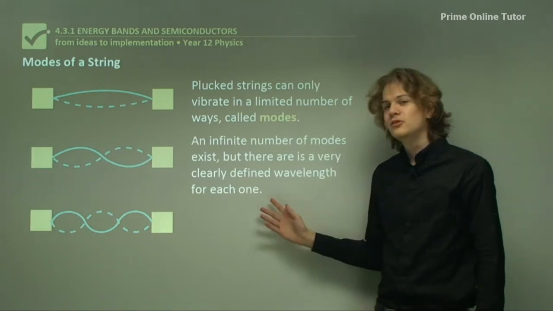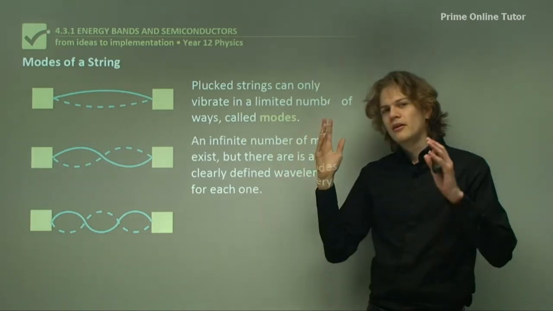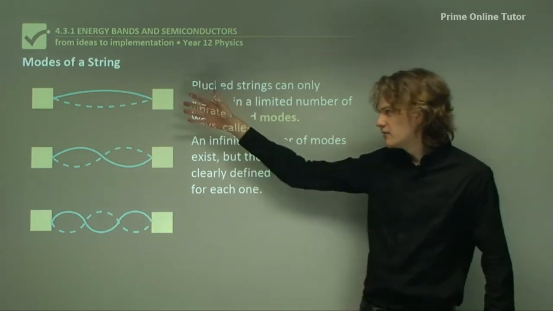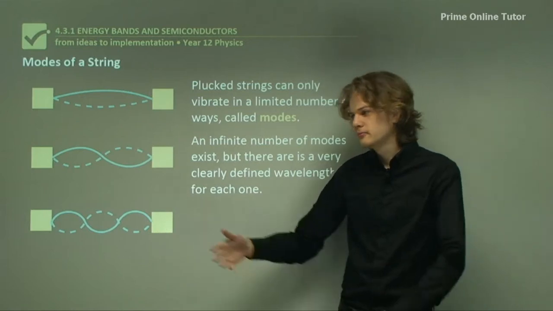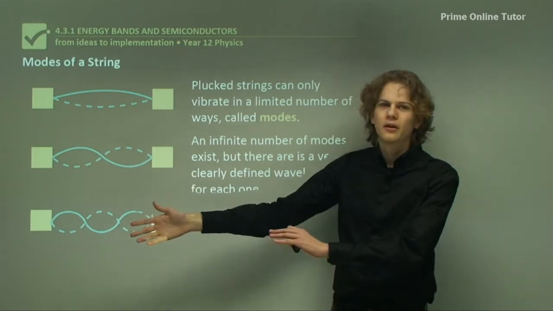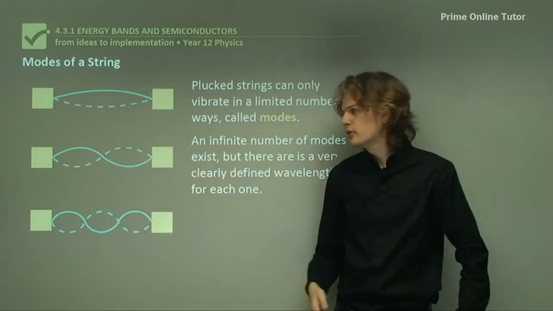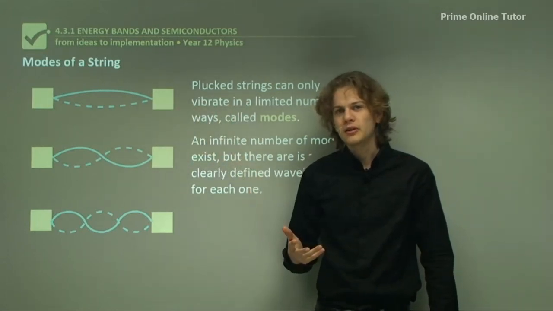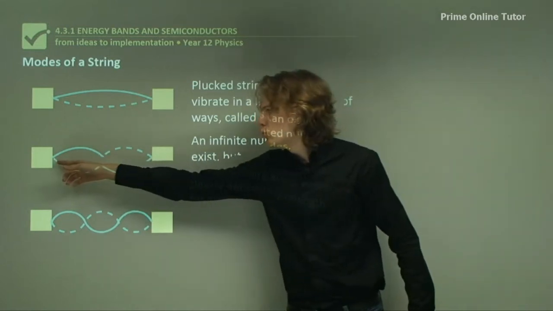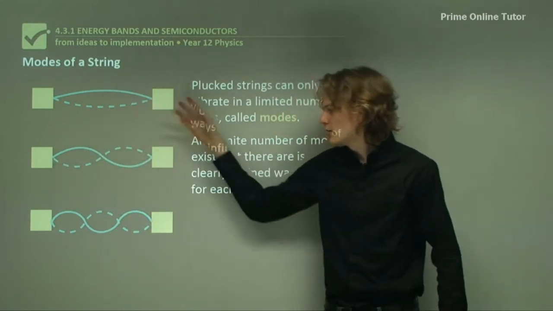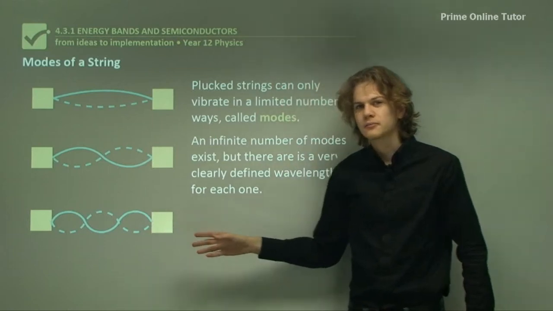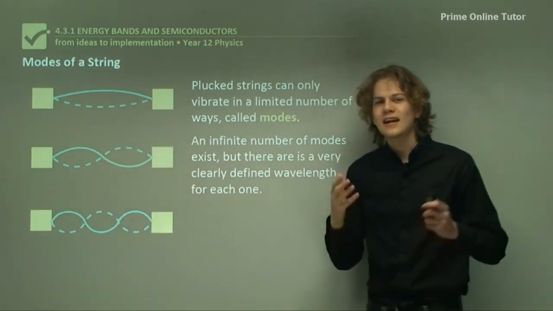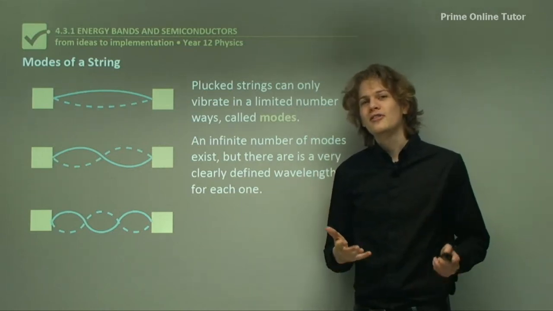Now an infinite number of modes exist, but the wavelength of each mode is very clearly defined. So you can see that this pattern could keep going on forever. You could have 1,000 different nodes on the string. But for each one, you can tell exactly how long the wavelength is going to be. So this will be 1 whole wavelength, this will be half a wavelength, this will be 1.5 wavelengths. As long as the yellow squares always stay in exactly the same position, you'll always be able to find the exact wavelength.